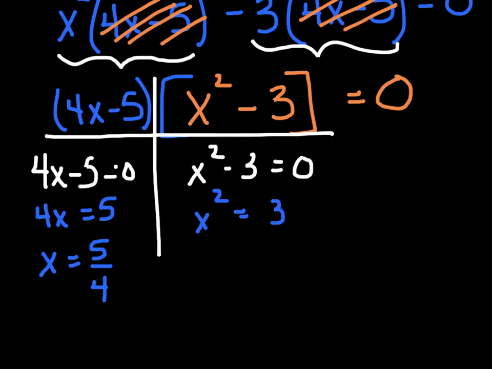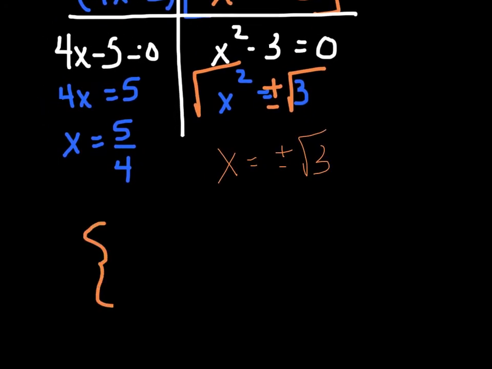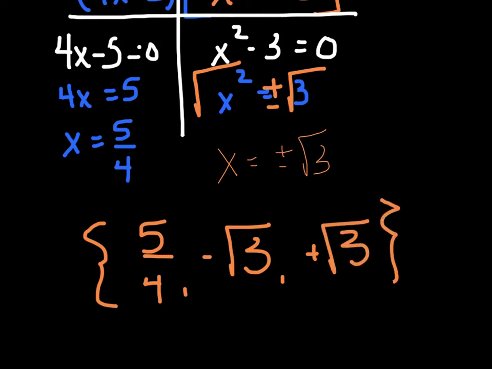Now use some sense here. We're going to get rid of a square by taking the what of both sides. That square root. Now the most important part is don't forget what goes in front of every square root. Plus and minus. So I need to get x equals plus and minus radical 3. So now you can clearly see that we got 3 answers just like we predicted. We've got positive 5/4, negative radical 3, and positive radical 3.